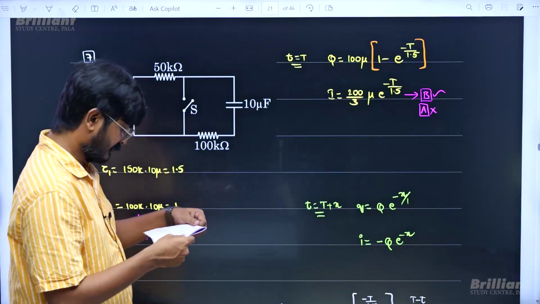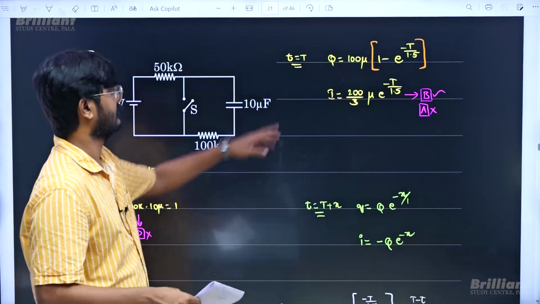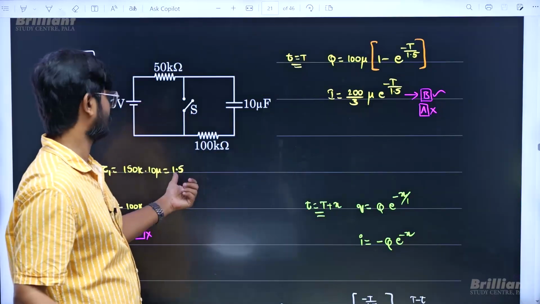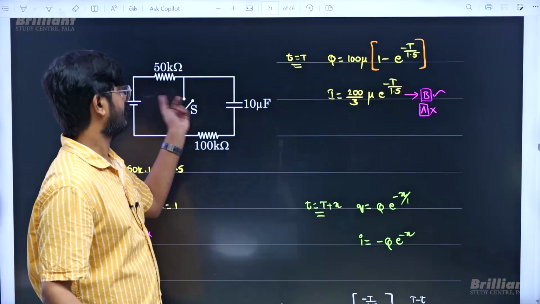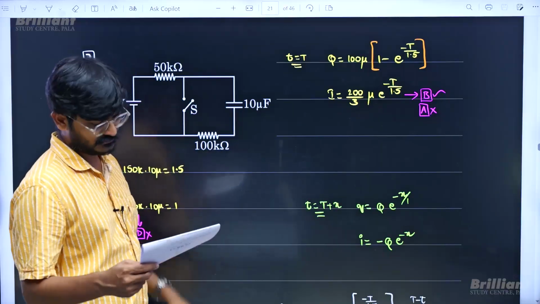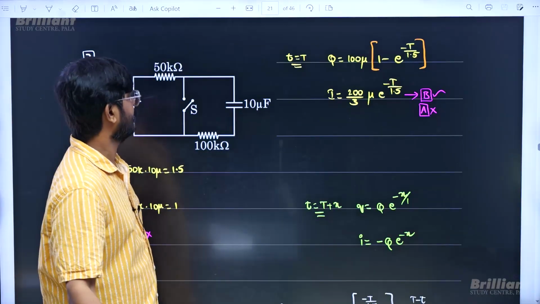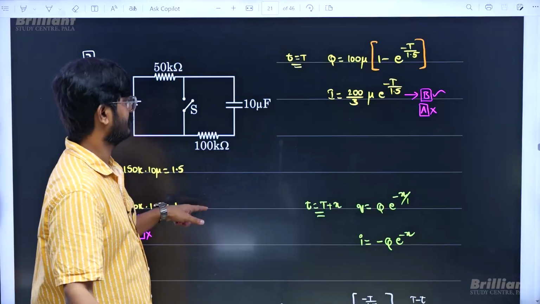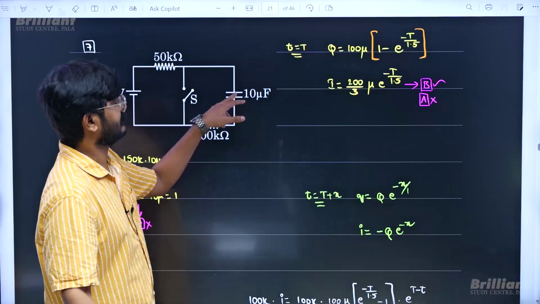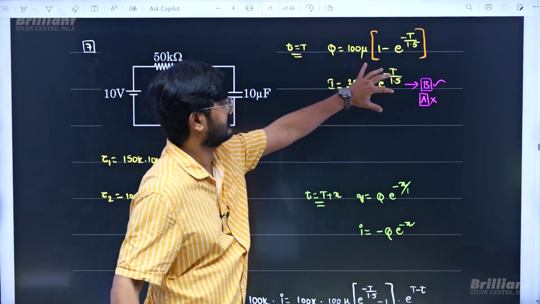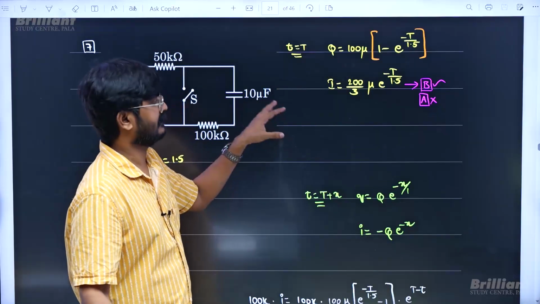Time constant of the circuit is 1.5 seconds after this. Now before T, time constant is 1.5. After closing the switch, then the time constant is only 1, so option D is wrong. Now I need to find what is the current through discharging. Now what was the charge on the capacitor initially? It was this much, I mean when I close the switch initially while it is discharging.